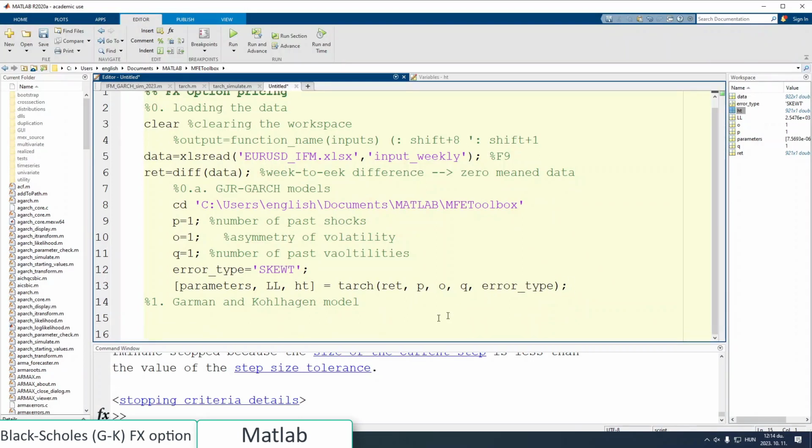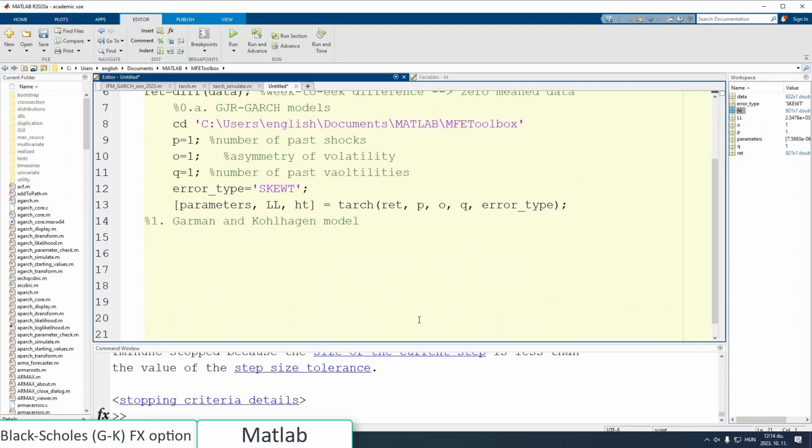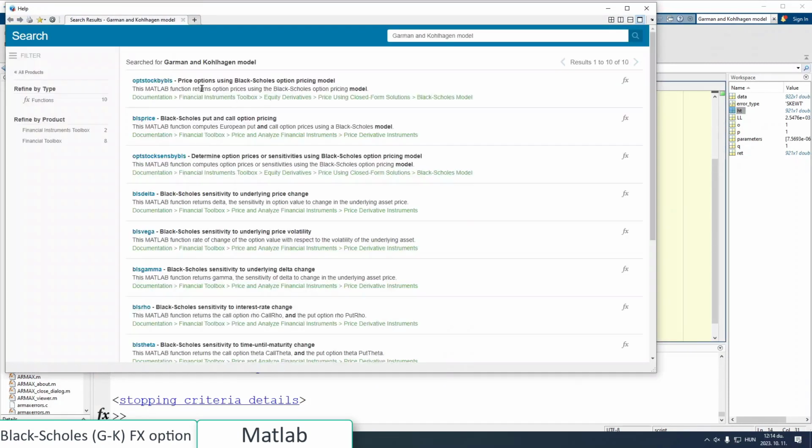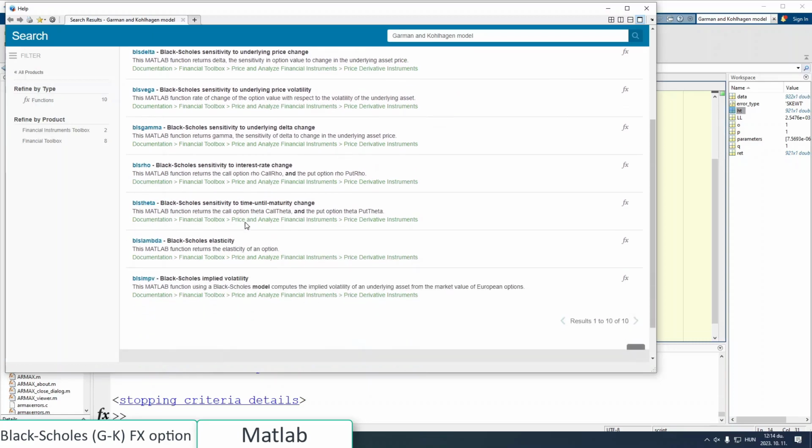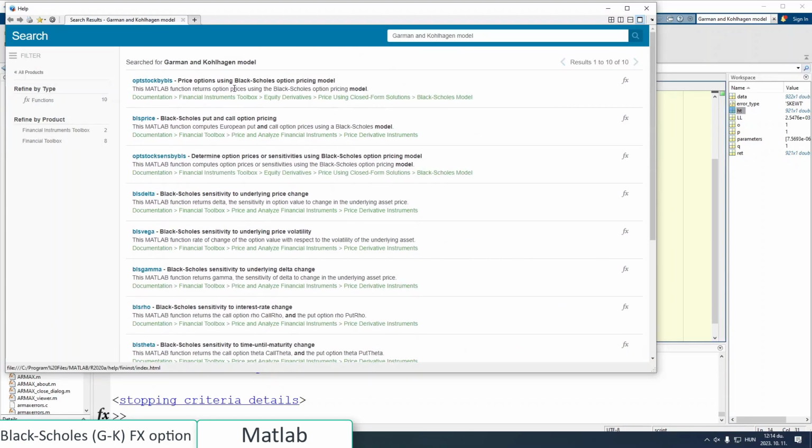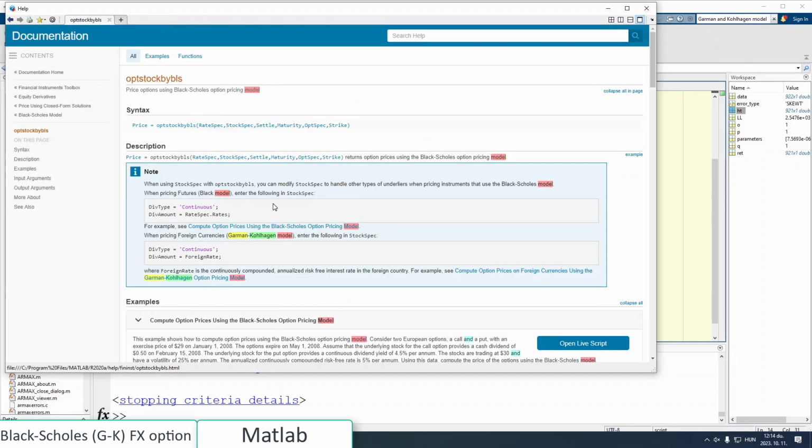And then the next thing is that in case of Matlab we have applications for this one. And it's supposed to be, yes, this one.